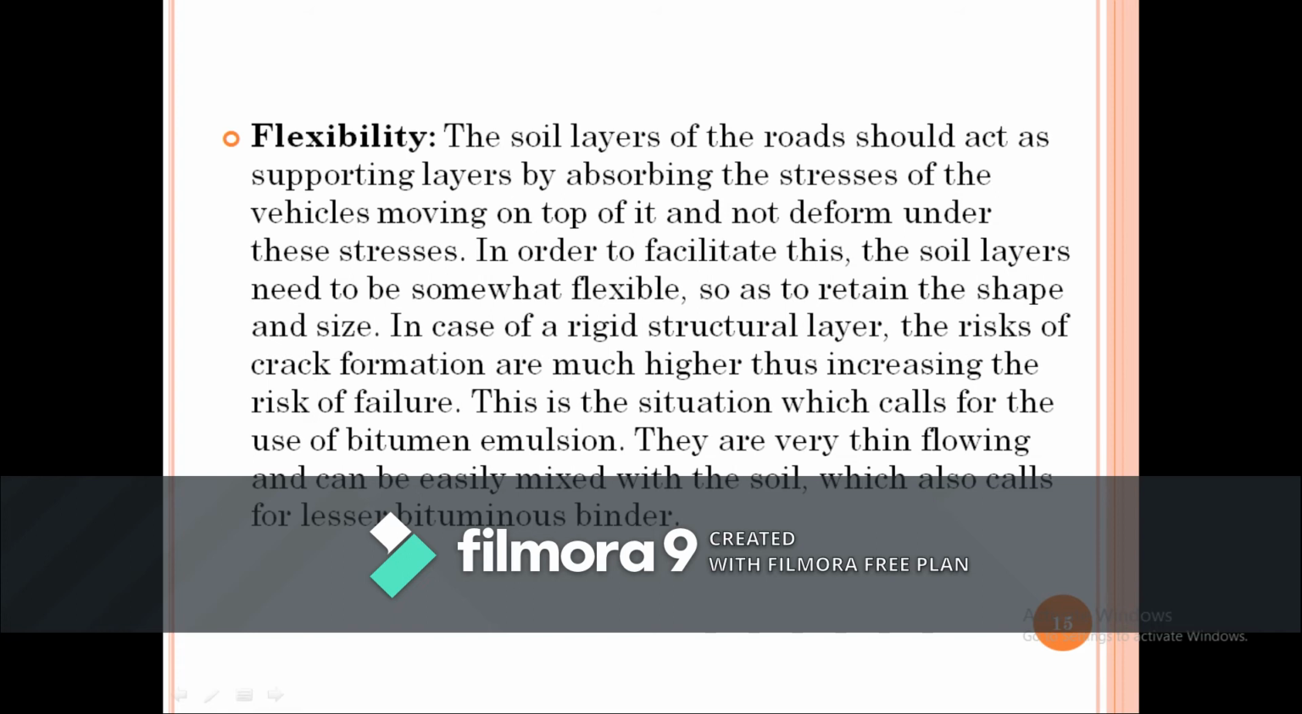pavement design. In the case of a rigid structural layer, the risk of crack formation is much higher, thus increasing the risk of failure. So if you are taking a rigid pavement, what will be happening? You can find some potholes after each and every rainy season, or else you can find some cracks. Because of the cracks, the material also goes. So the risk of failure will be more whenever you are taking rigid layers.